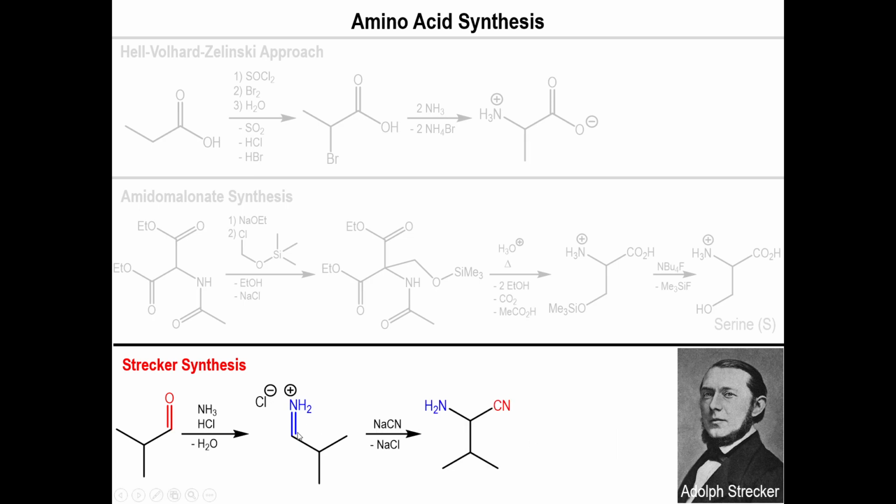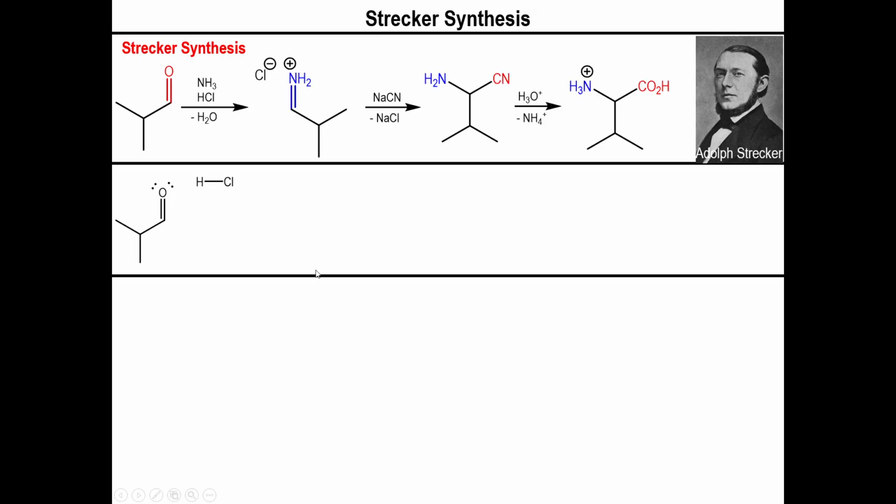That imine can then be treated with a good nucleophile like cyanide to produce an amino cyano derivative. And the cyano group, which is technically a nitrile, can then be treated with acids to turn that into a carboxylic acid. So that's another way to get around the idea of making carboxylic acids. So I'm going to show you the mechanism as well, just to make sure that we are on the same page about this whole thing.